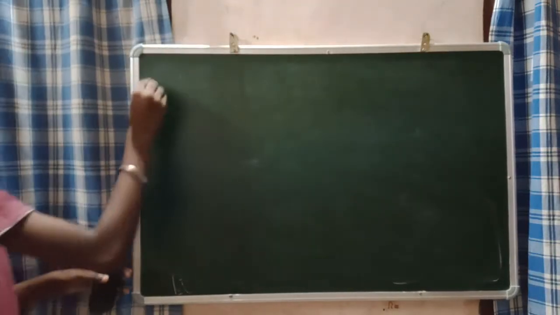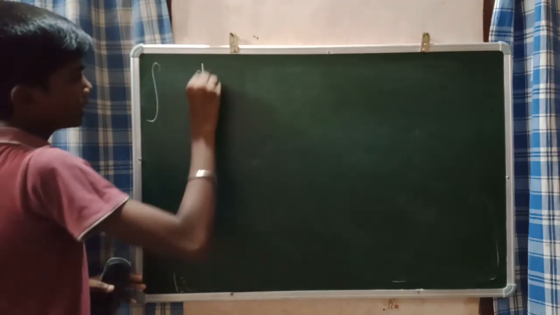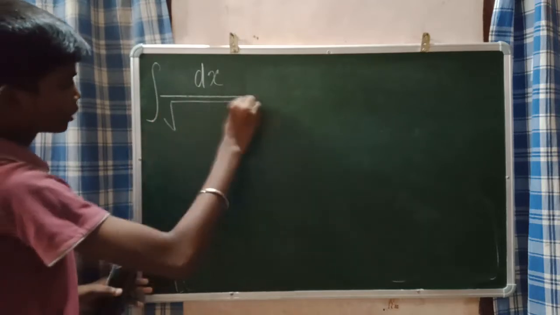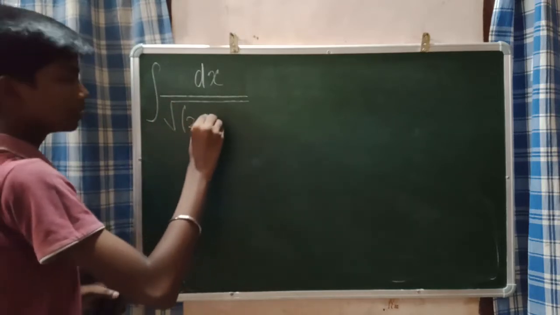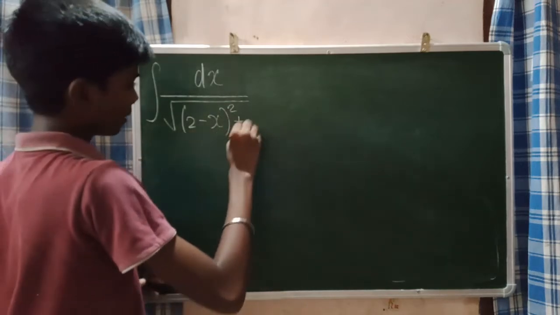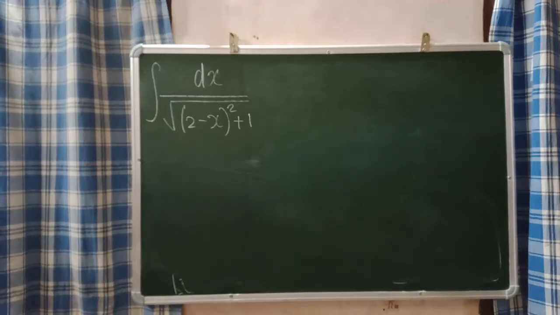The third one is the integral of dx divided by the square root of (2 minus x) whole square plus 1. So guys, this is the question, I think. Yeah, of course. Now in this question, listen.